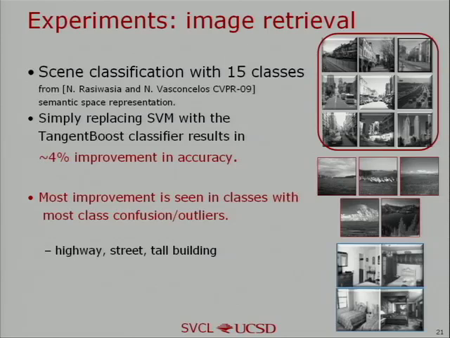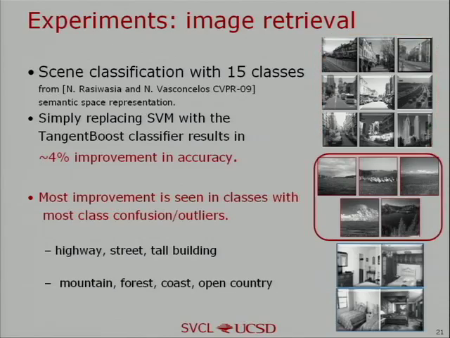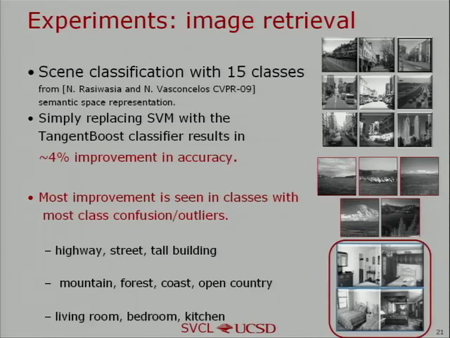The most improvement was seen in between classes that are easily confusable. For example, when you're trying to distinguish between the highway class or the street class or the tall building class, or when you're trying to distinguish between the mountain and forest and open country class. These are some of the 15 classes out there. There's also living room and bedroom and kitchen, and these are similar, but they actually produce the most improvements, which is expected when you're doing robust classification.